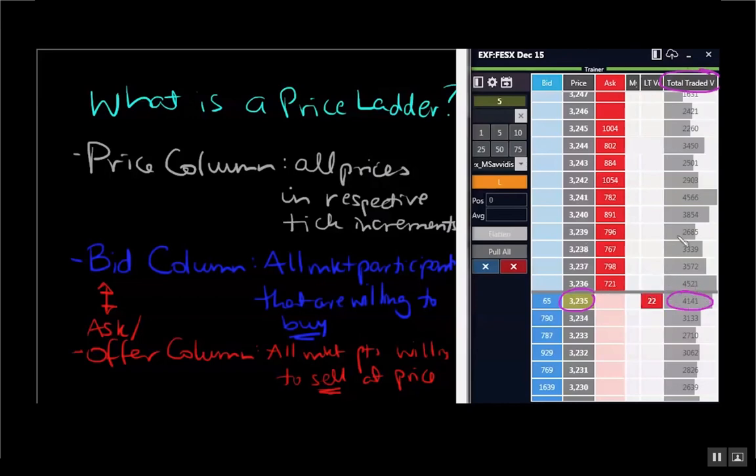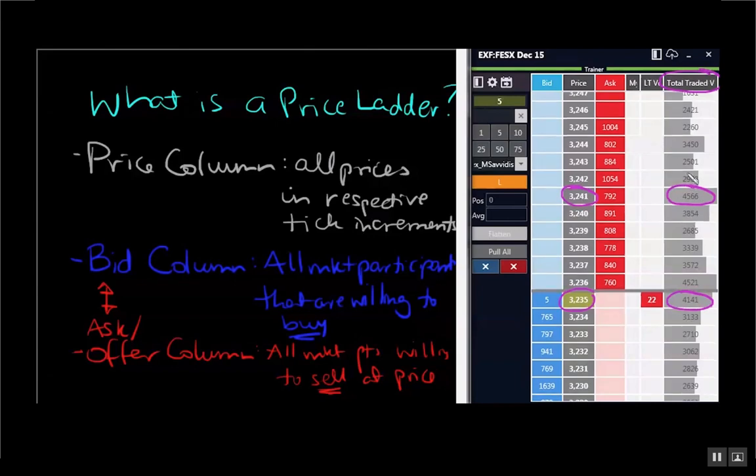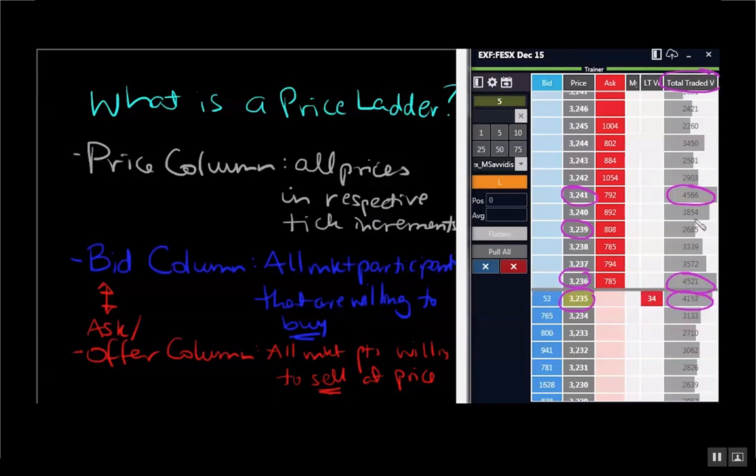So every time new contracts are traded, that is the cumulative volume traded at that specific price. If we look at some of the other traded prices, for example, another high volume node, if we look up at 32.41, we've seen 4,566 contracts traded. Likewise, at another pretty high volume traded price, the 32.36, 4,521 traded contracts there. If we look at some of the lesser traded prices, for example, the 32.39s, we've seen 2,685 contracts traded. So I think you get the gist here.